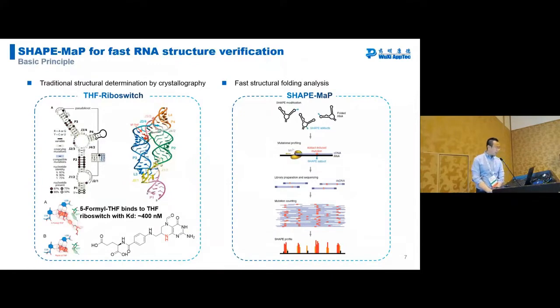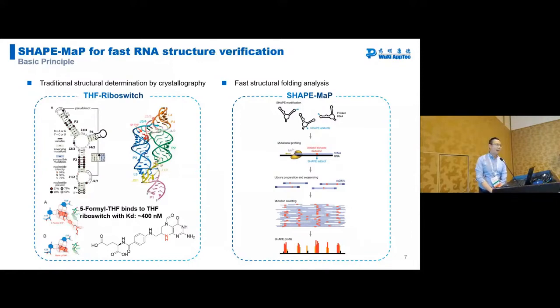For RNA structure verification, traditionally people use crystallography to determine the RNA structures. Here is an example of the tetrahydrofolate riboswitch and its crystal structure, along with its folate ligand and its putative binding sites determined by the crystal structures. Getting that structure information can be time-consuming and labor-intensive.